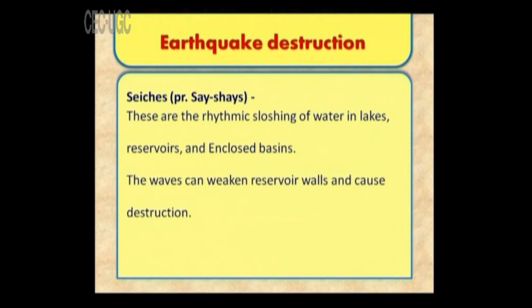Another term is seiches. These are the rhythmic sloshing of waters in lakes, reservoirs and enclosed basins. Like liquefaction, another term is called seiches. The waves can weaken reservoir walls and cause destruction. This is also one type of earthquake effect.